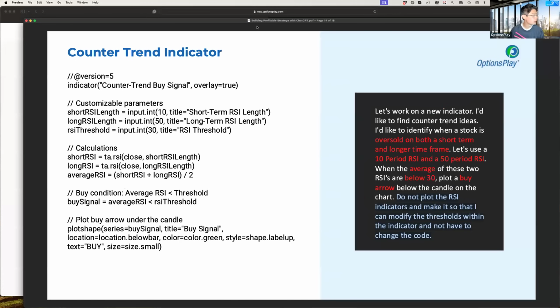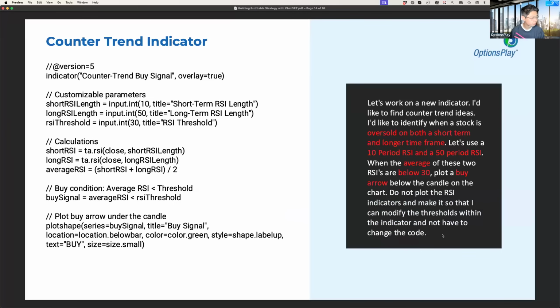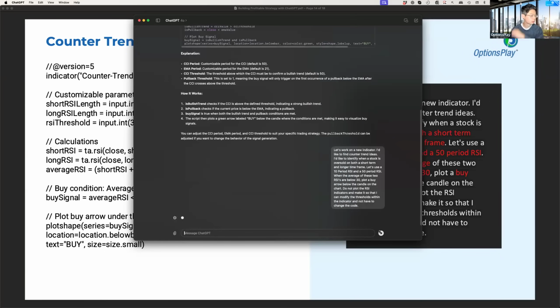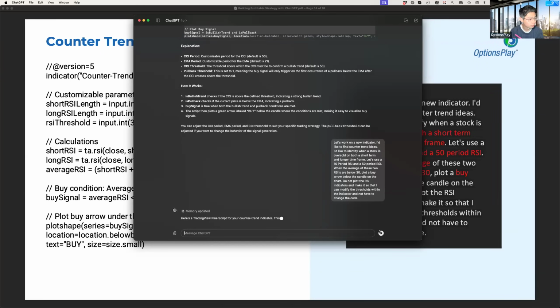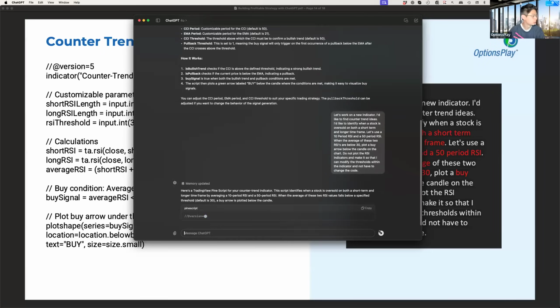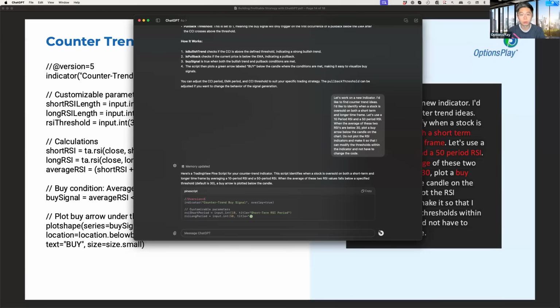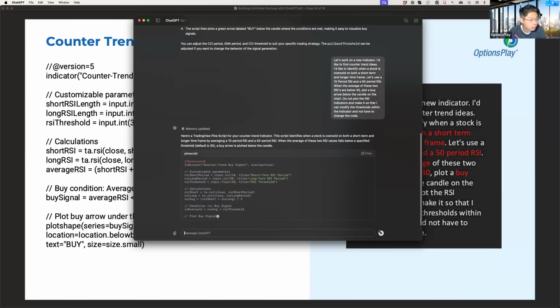So for example, if I copy and paste this specific prompt, let's take this prompt here, let's throw it into ChatGPT. Within a couple of minutes, or less than a couple of minutes, I'm going to be able to generate code that I can plug into TradingView, and I can quickly see potential counter trend ideas.